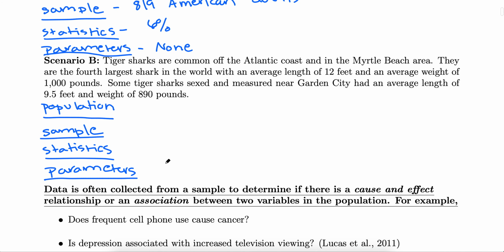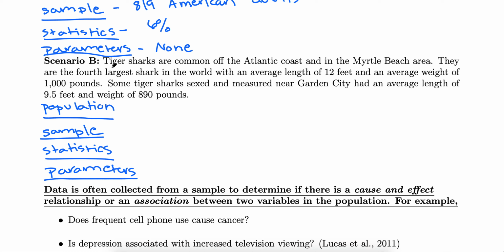Let's practice with one more scenario. So scenario B, they tell us tiger sharks are common off the Atlantic coast and around here in Myrtle Beach. They're the 4th largest shark in the world and have an average length of 12 feet, average weight of 1,000 pounds. Some tiger sharks are sexed and measured near Garden City and had an average length of 9.5 feet and weight of 890 pounds.